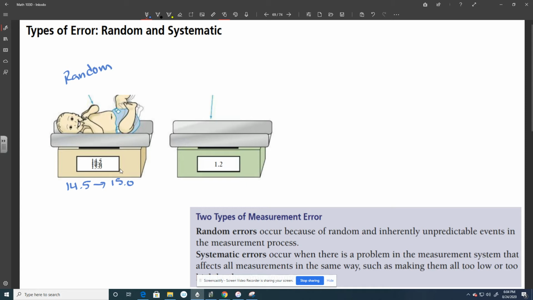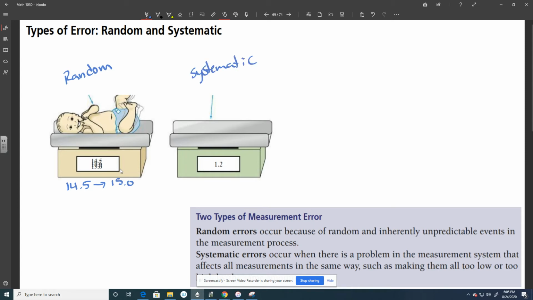The second error is, let's say they take the baby off the scale. And this is really depressing when you get off the scale and realize that it wasn't set accurately. So without the baby on the scale, it says that nothing weighs 1.2 pounds. So that means when the baby was on the scale, it already thought it was 1.2 pounds, and then it took the baby's actual weight and added to it. So this type of error, because that's an error in the system, that's a problem that's going to affect every baby that you put on in the exact same way, that's called a systematic error.